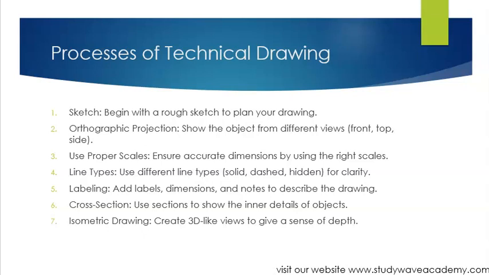Then we talked about drawing tools. We mentioned the drawing tools: pencils, erasers, rulers, compass, protractors, set squares, right? Then we talked about the uses of technical drawing. We did, right? Good. And we also talked about the processes of technical drawing. So we understood today's lesson on technical drawing, right?